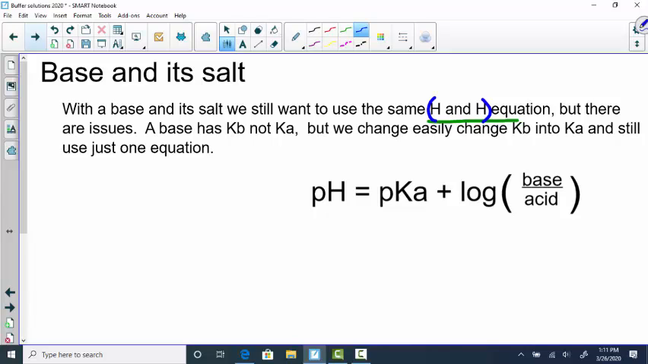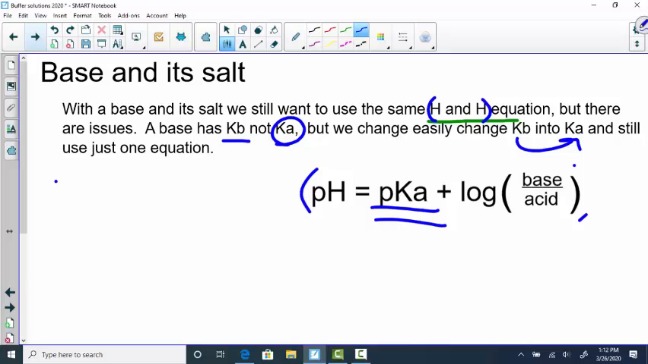But there are some issues. A base has Kb, not Ka. And this formula has Ka. But we're going to do a quick change where we change Kb into Ka, and then we can still use this equation. And if we do this for bases, then I don't have to give you 2 equations, because there is a Henderson-Hasselbalch equation for pOH. We never want pOH. Everybody wants pH.